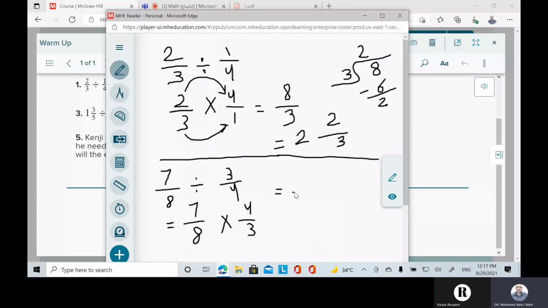How to multiply two fractions here? What do I do? Great. 7 times 4 will be 28. And 8 times 3, 24. Now here we have a fraction. Is this fraction simplified, or can I do simplest form here? We can. But who can tell me what is the GCF between 28 and 24?